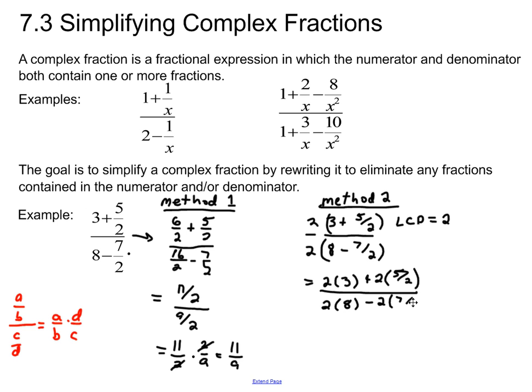The advantage of this particular method is that very quickly we get 6 plus, if you take 2 times 5 halves, the 2's cancel, leaving you 5. In the denominator, 2 times 8 is 16, and the 2's cancel, leaving us with minus 7. We directly get 11 over 9 without having to carry out this multiplication and division step. So this is actually very direct if you remember how to do it. That's what we'll do with our next example.